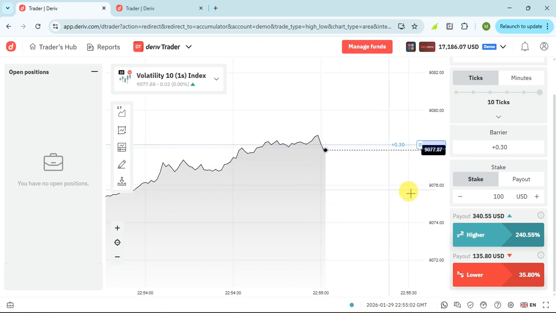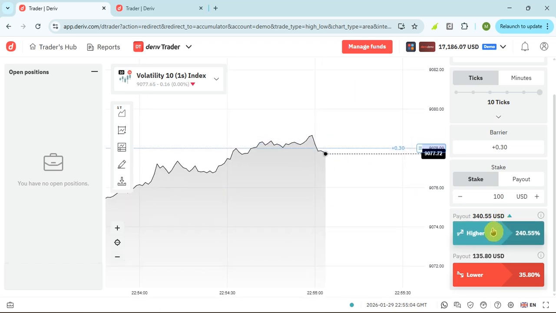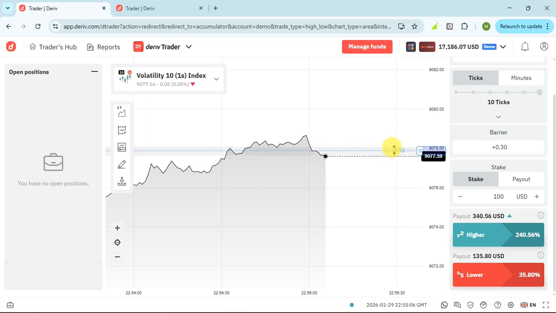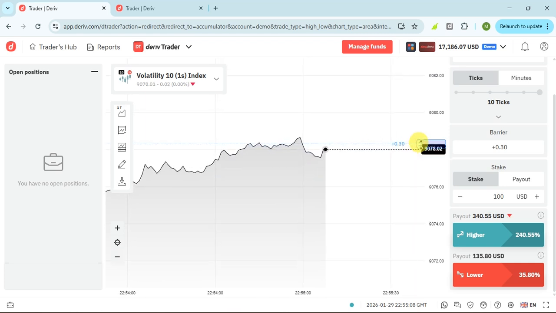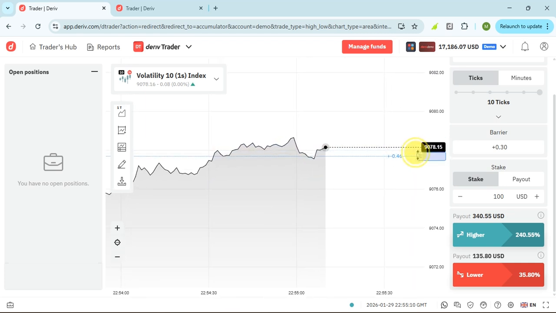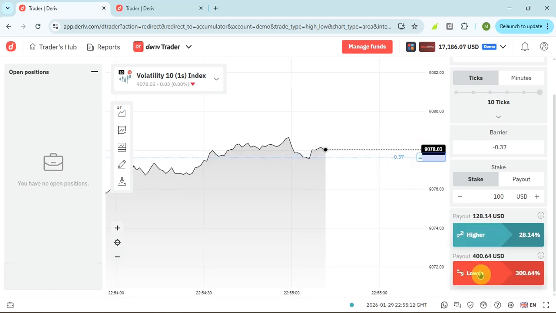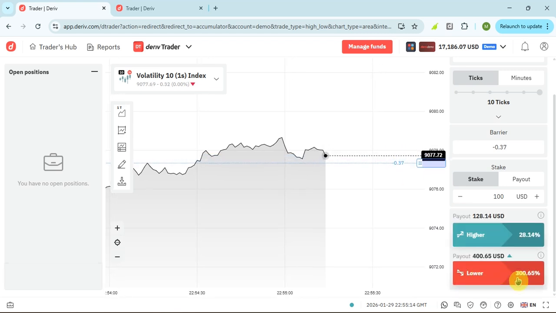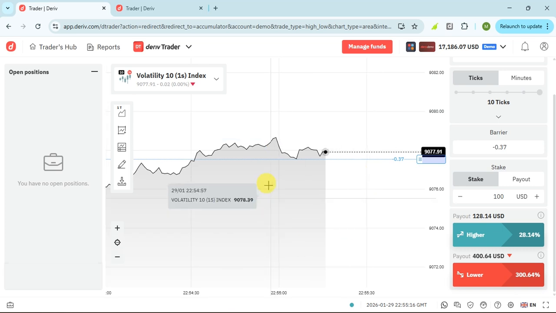So that is how you can do it, or you can just wait for it to start moving down. And then as you can see, it has just started moving down. You can just move this line down that way, and I use lower. It has the highest profit. So you can also do that one.